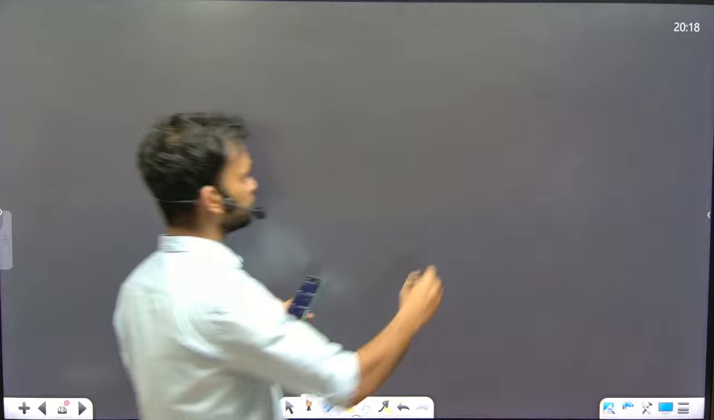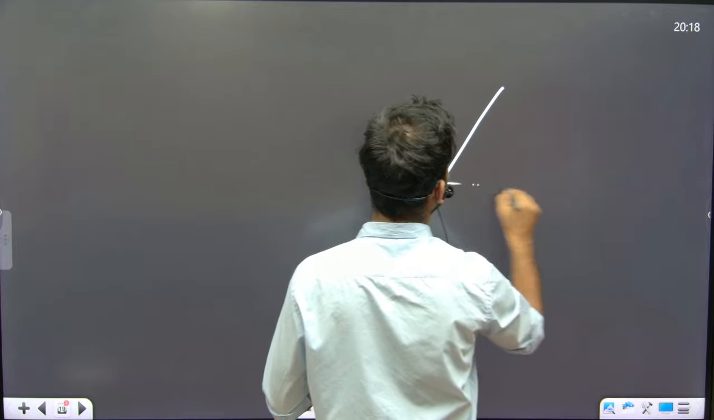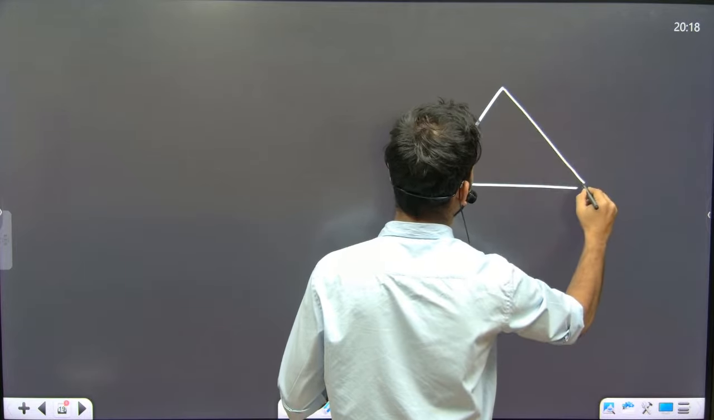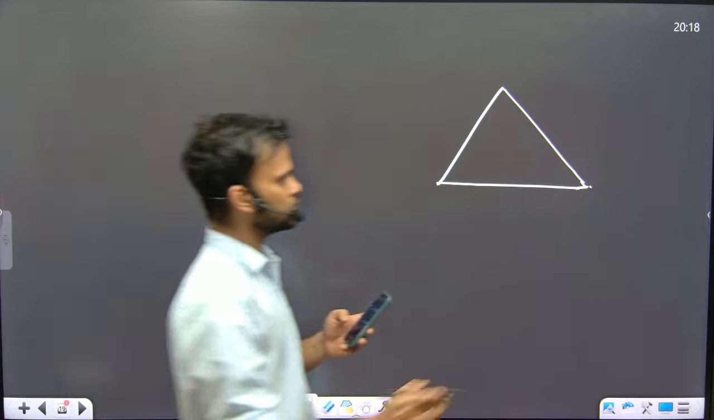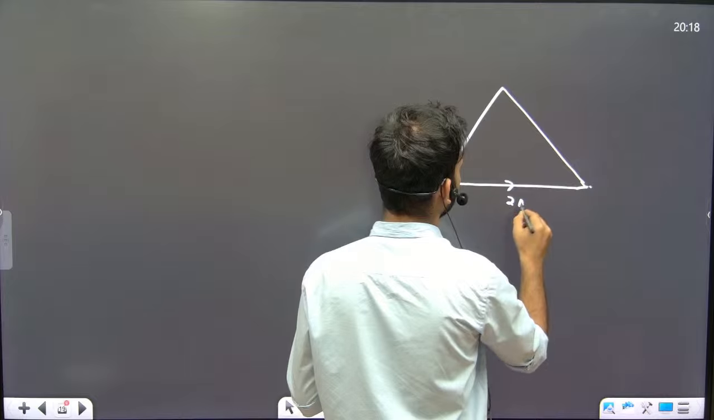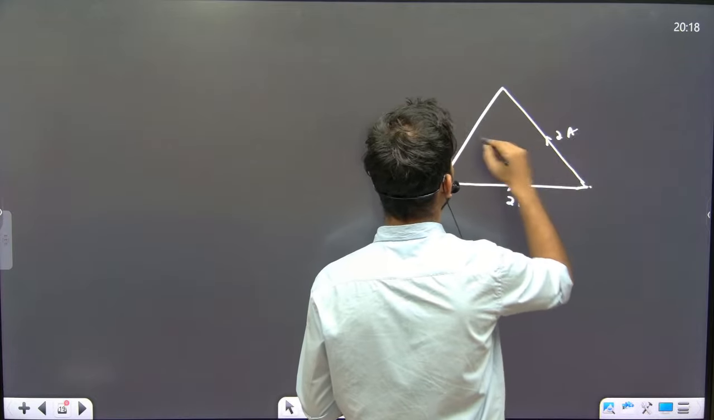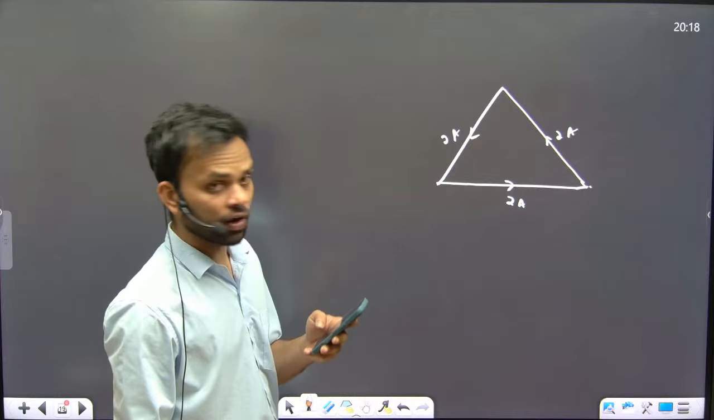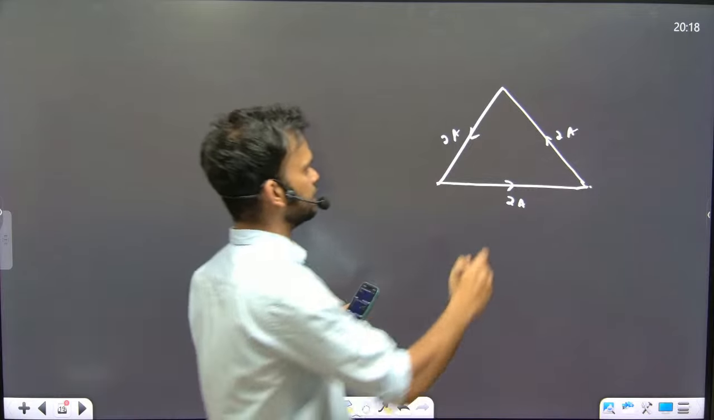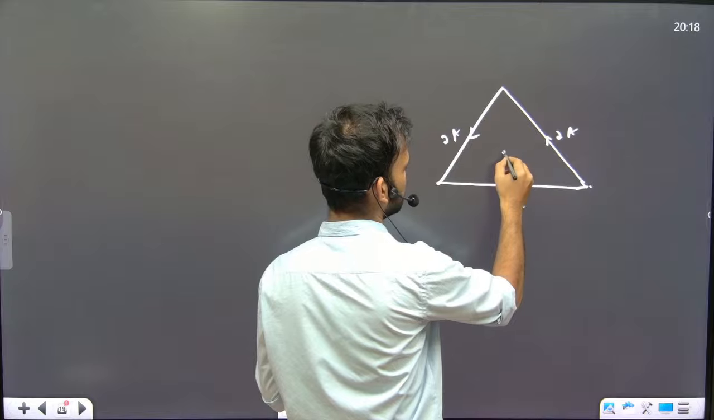We have three current carrying wires forming an equilateral triangle, and current is 2 A, 2 amperes in each. Now the question is asking you what is the magnetic field at the center, the centroid basically.